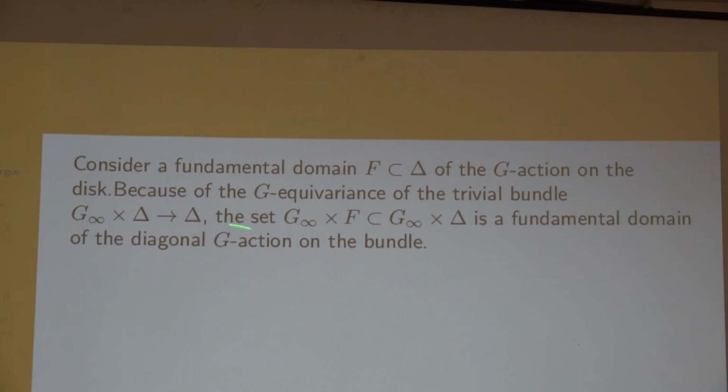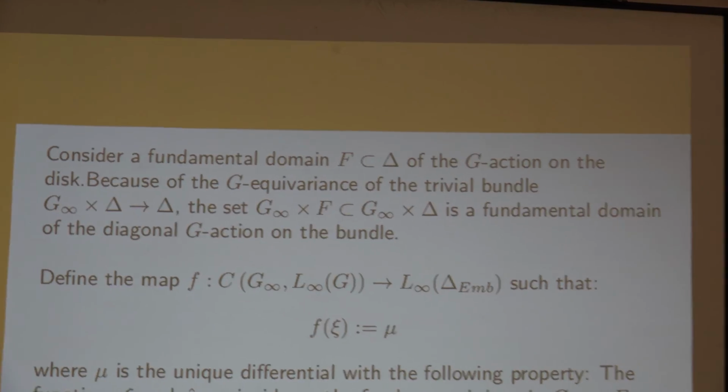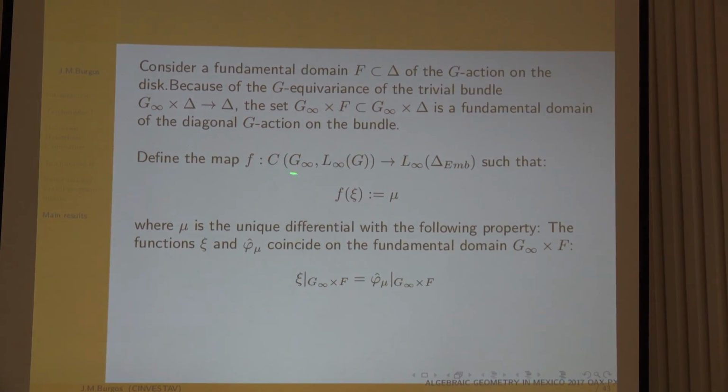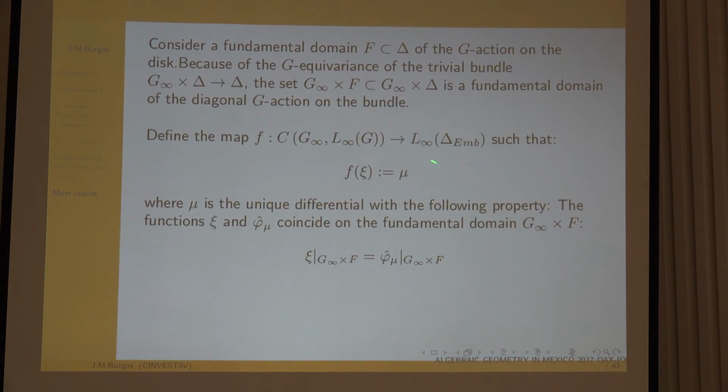Consider a fundamental domain, something like this, of the G action on the disk. Because of G equivariance, the product will be a fundamental domain of the diagonal action of the bundle. And define the following map, from this continuous functions space into the limit automorphic differential space, such that given a continuous function xi, you get a limit automorphic differential satisfying this property here, that they coincide in the fundamental domain.